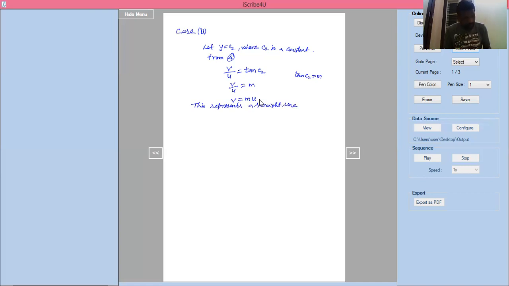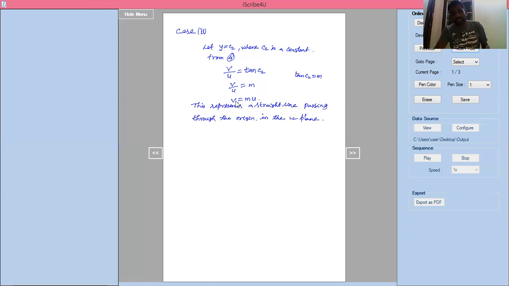This represents a straight line passing through the horizon. Passing through the horizon in the W plane. In the W plane, what is that?